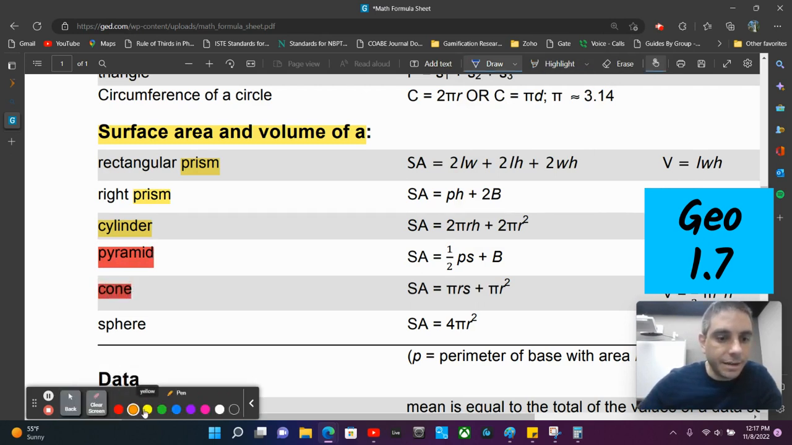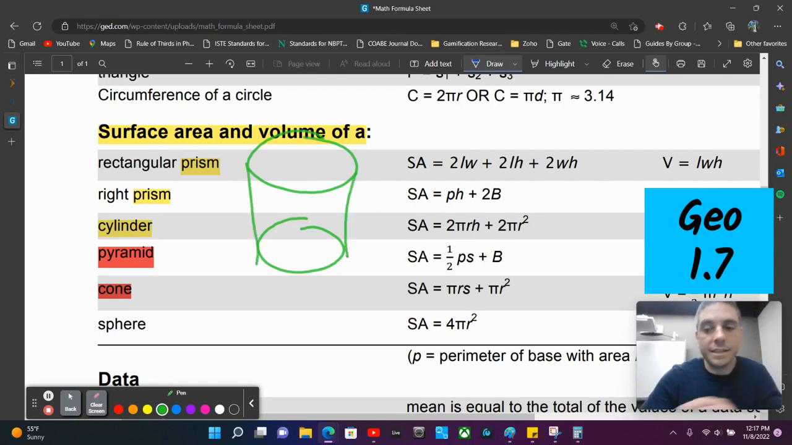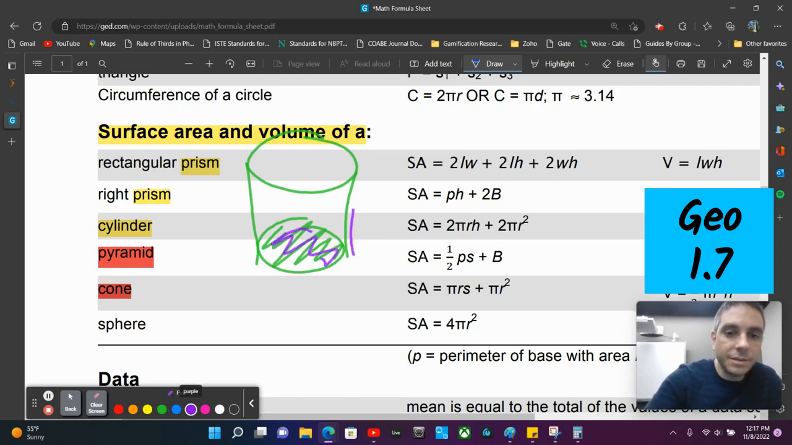Prism is a type of three-dimensional object where you have the same shape on the bottom and the top connected by lines. A cylinder is just a prism that has a circular base, whereas a rectangle prism is a prism that has a rectangle base, like a cardboard box. For all prisms, what you need to do is get the area of that base surface, whether it's a circle or a rectangle or a triangle, and then times it by how tall the shape is, or the height of the shape, and you'll have your volume.